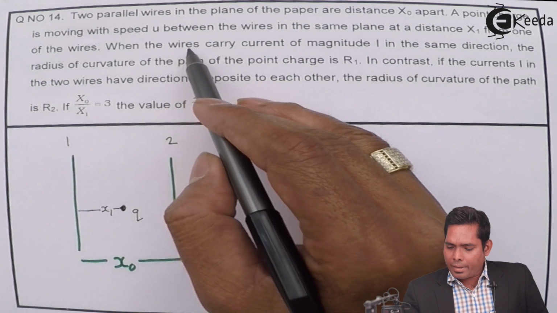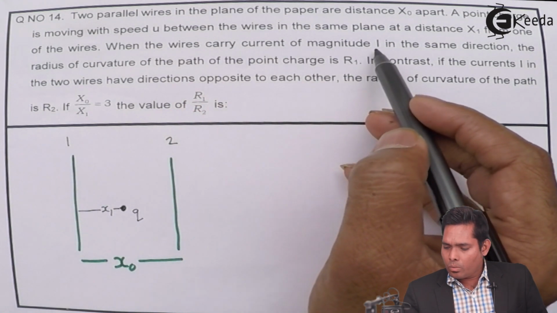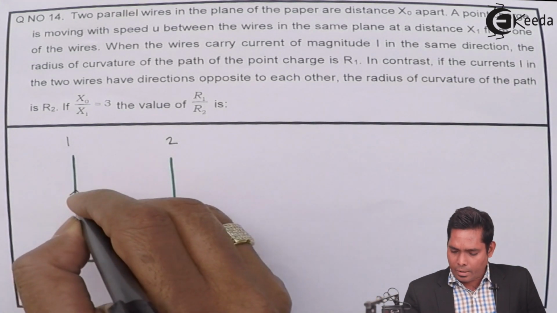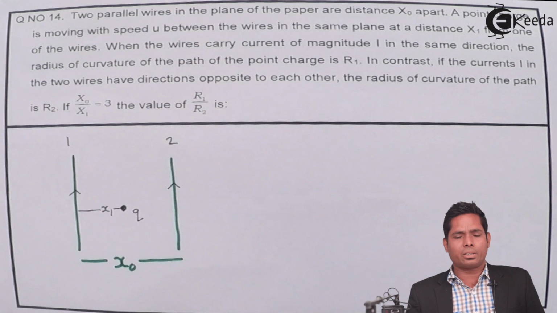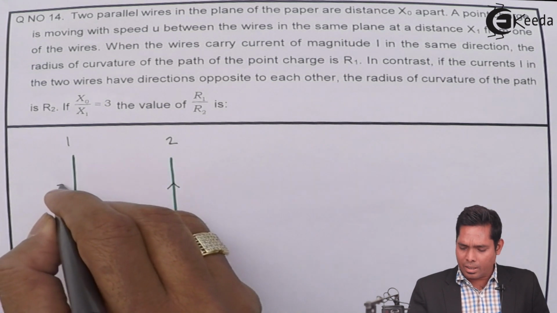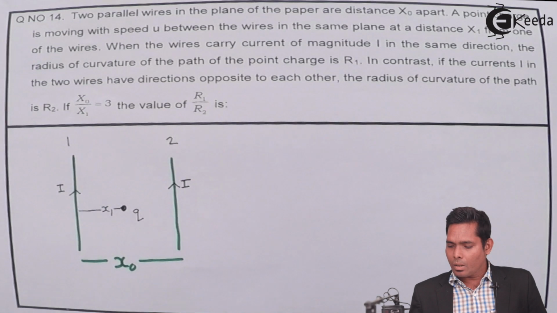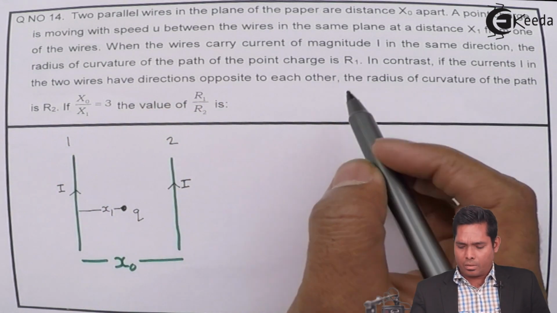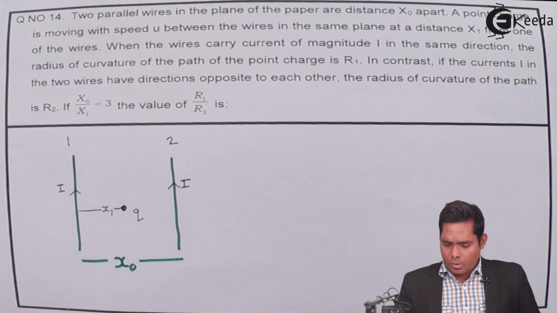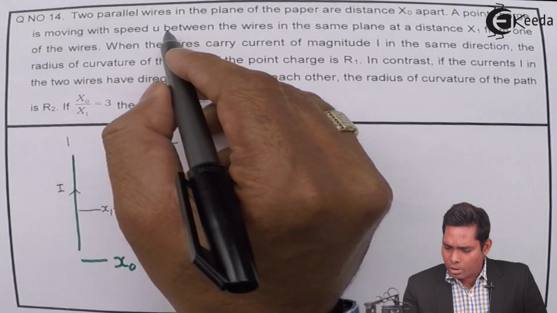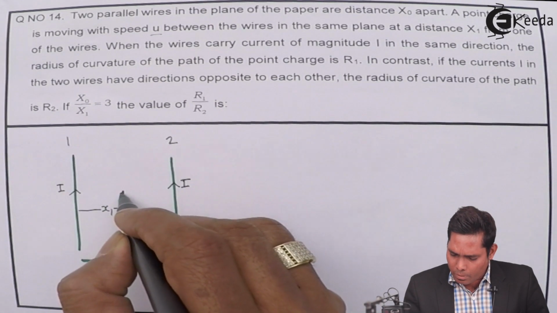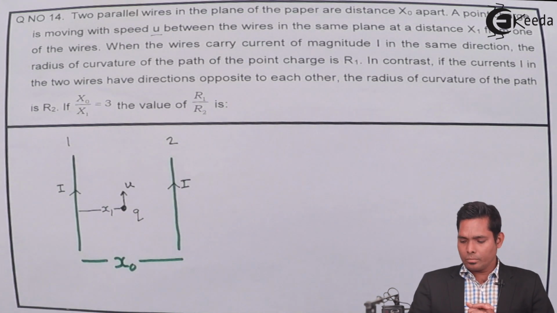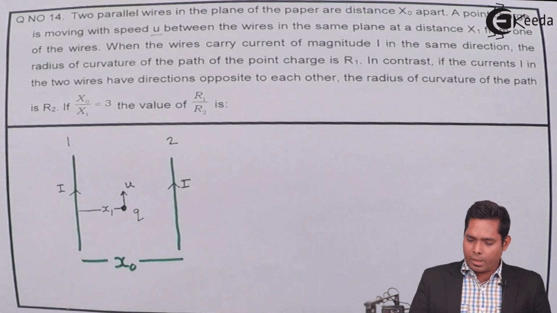When the wires carry current of magnitude I in the same direction, so currents in these two wires are in the same direction and both are I, the radius of curvature of the path of the point charge is r1. Now, this particle is moving with the velocity u, but in what direction it is moving is not given.